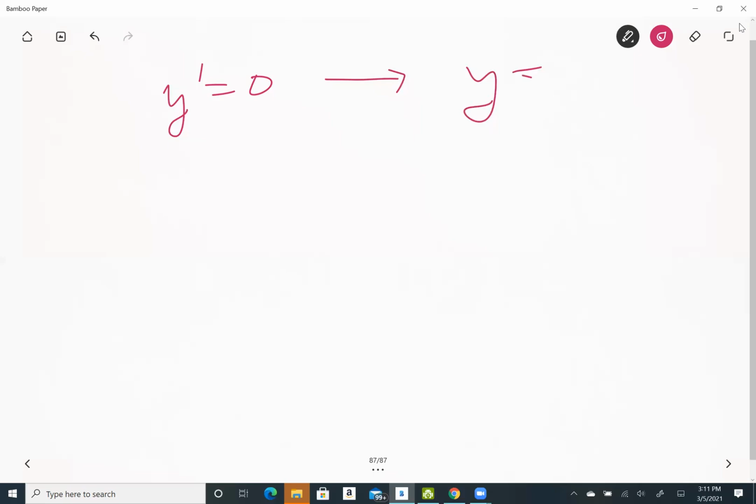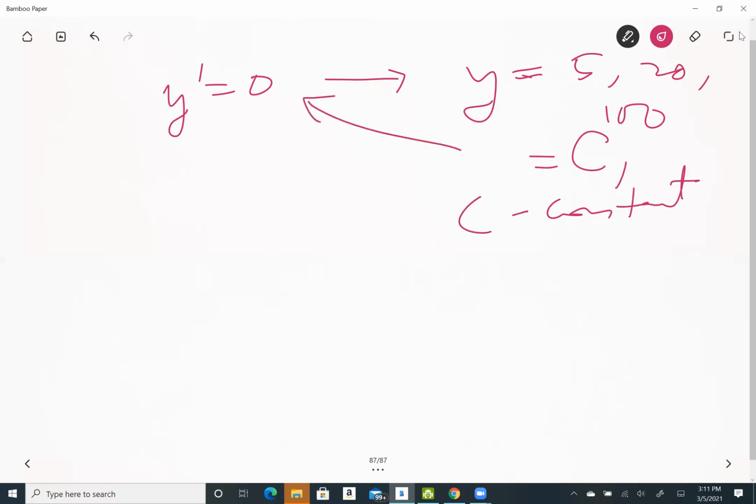Every constant, sir. Constant. Okay. It can be 5, it can be 20, it can be 100. So it is just a constant. You call it a C. Okay. So if you differentiate a constant, you get 0. So that is the rule.